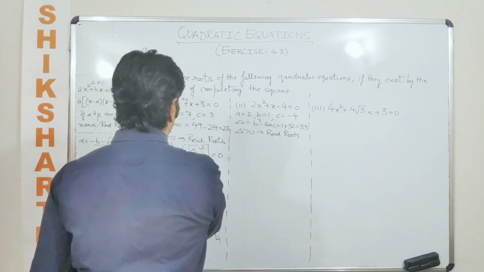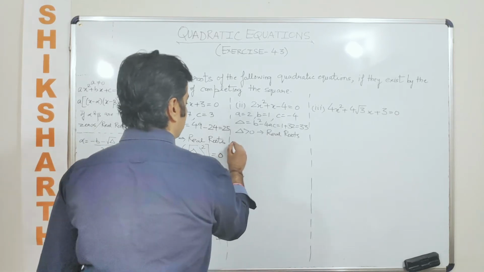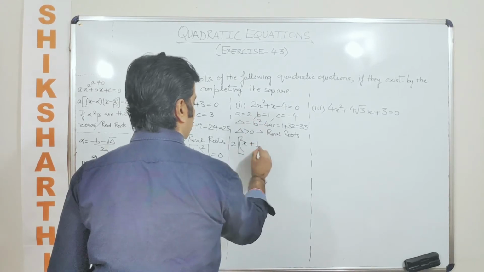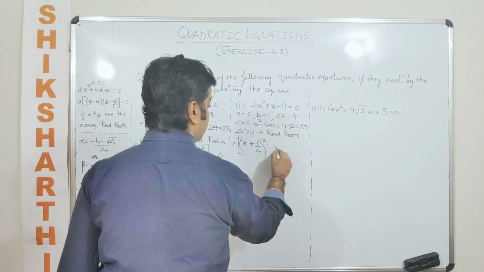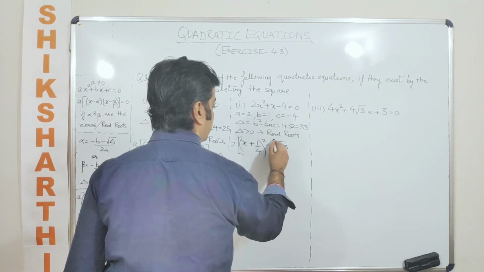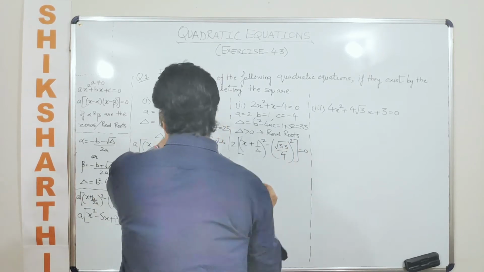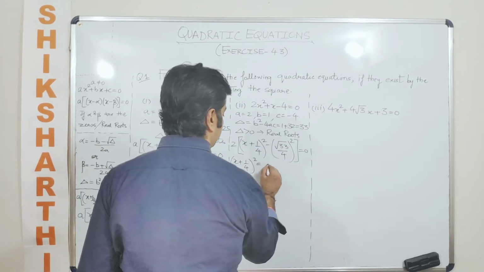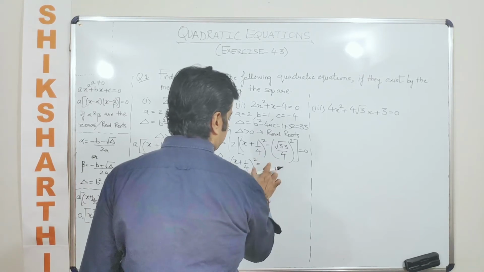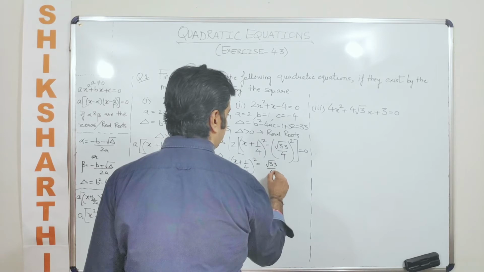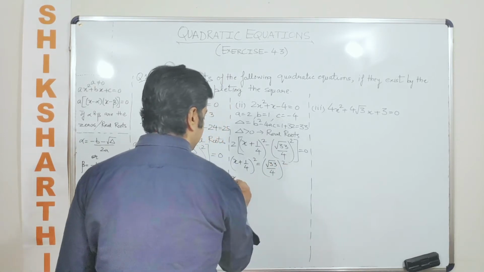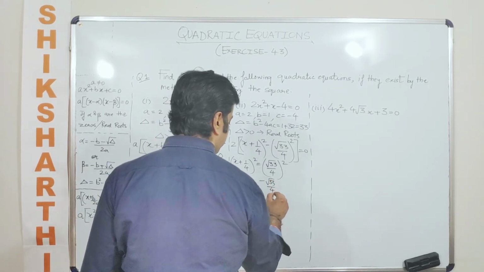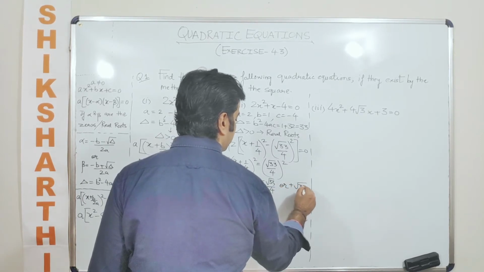So now we know this is the equation that we are supposed to use, which is 2 times x plus b by 2a, which is 1 by 4, whole square minus root of delta, which is root of 33 upon 4, whole square equated to 0. After this, x plus 1 by 4 whole square is equal to root of 33 by 4 whole square. Which is like saying x plus 1 by 4 is equal to minus root 33 by 4 or plus root 33 by 4.